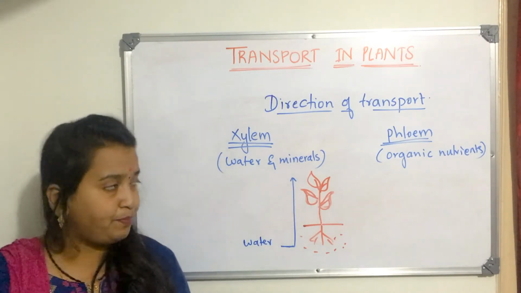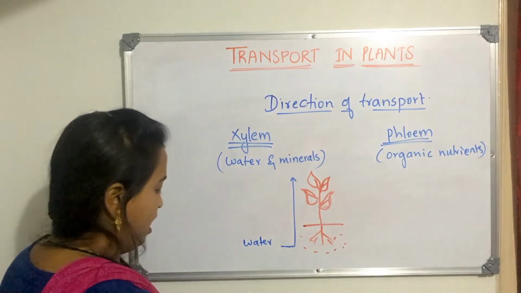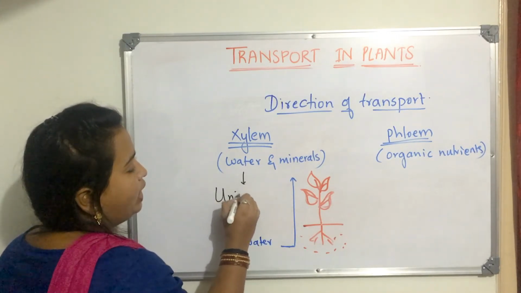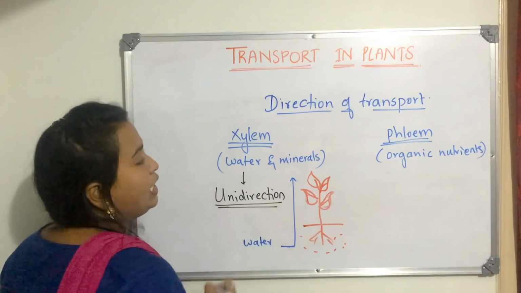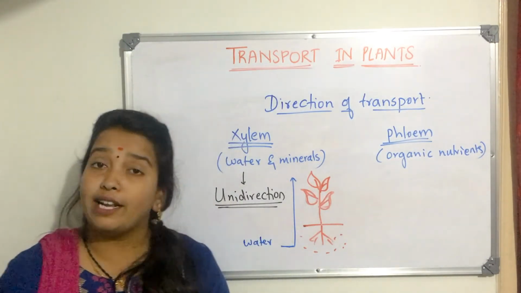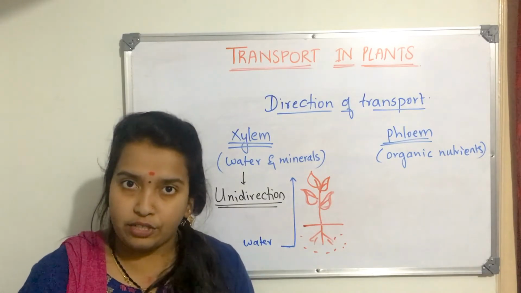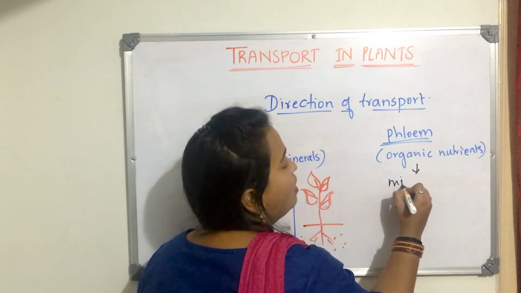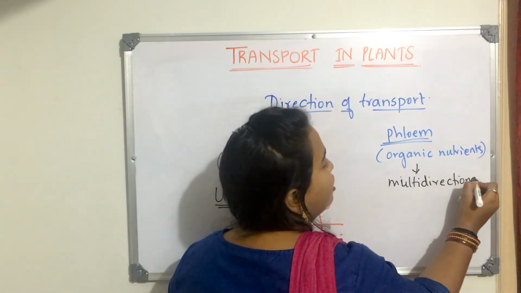But when we talk about phloem, here we cannot say it is unidirectional. We said that xylem, that is water and minerals, can be transported in a unidirectional way. But in phloem, organic nutrients are not strictly transported in a unidirectional way. Whatever organic nutrients are transported, it can be multi-directional. Now why do we say multi-directional?